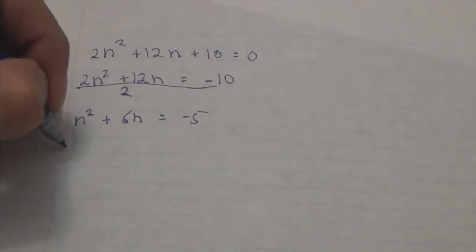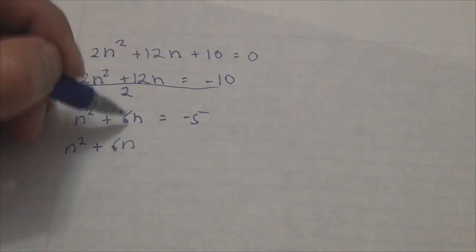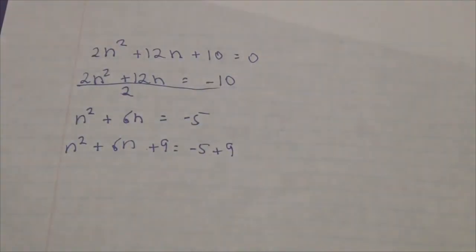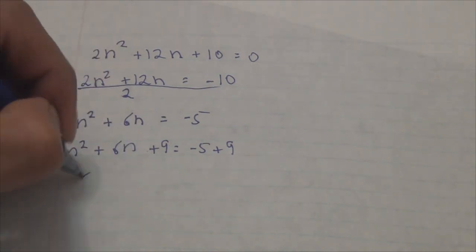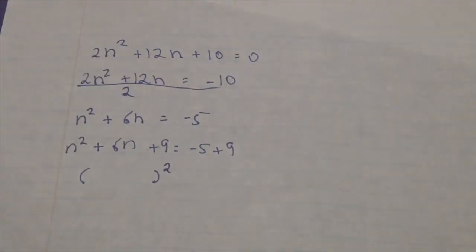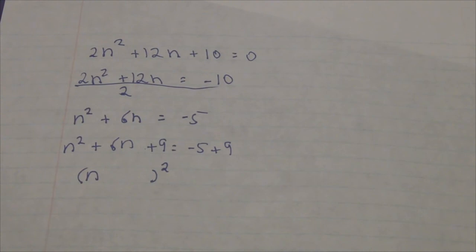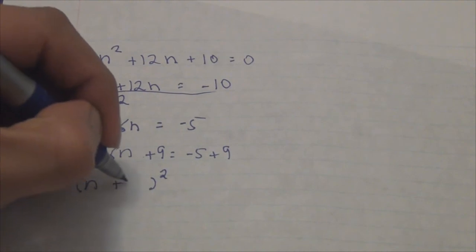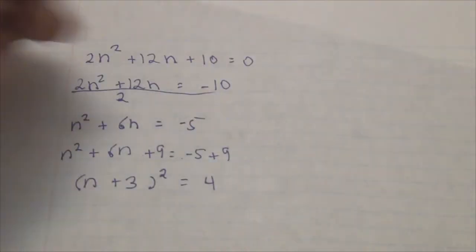Now we take half of the linear term and square it. Half of 6 is 3, square 9. And you add it to both sides. Now this creates a perfect square trinomial. That means that I can turn it into a square binomial. Okay, so n goes here. Now what was the term that we squared? The term that we squared was positive 3. See that? So double of 3 is 6 and square of 3 is 9. Negative 5 plus 9 is 4.